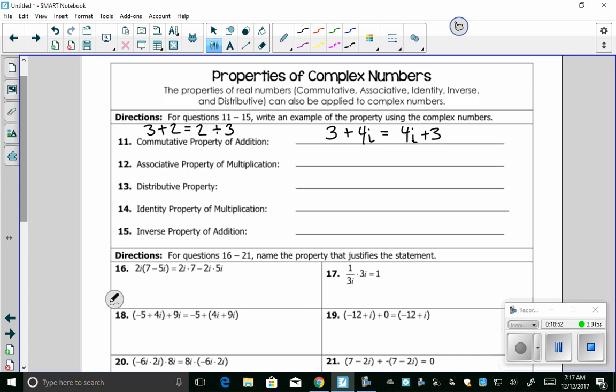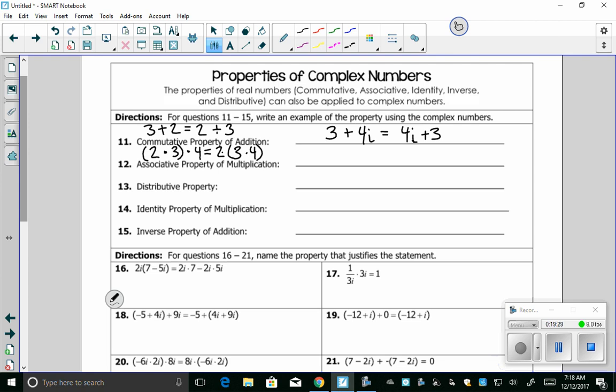The associative property of multiplication basically says that if I have 2 times 3 times 4, remember, when I use an order of operations, I have to do what's inside the parentheses first. So if I do 2 times 3 times 4, it'll equal the same as 2 times 3 times 4.